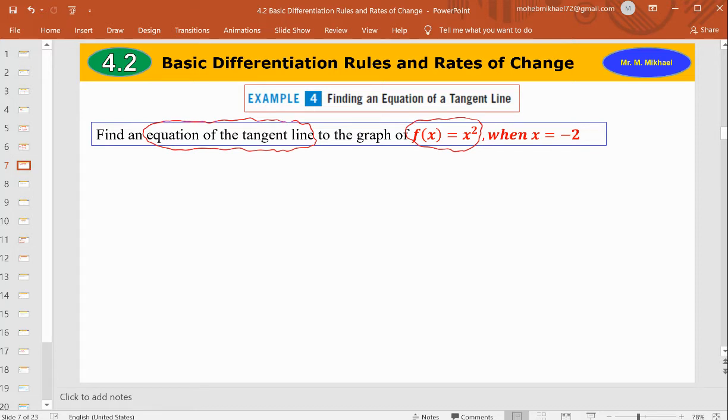We are going to use the point-slope form, so we will need a point. In order to get this point, we need to evaluate the original function at x equals -2. Step number one, evaluate f of -2. F of -2 is equal to (-2) to the power 2, which is 4. So guys, now I am 100% sure the point (-2, 4) is a point on the graph. When x equals -2, the corresponding y is 4, and this ordered pair is a point on the graph.